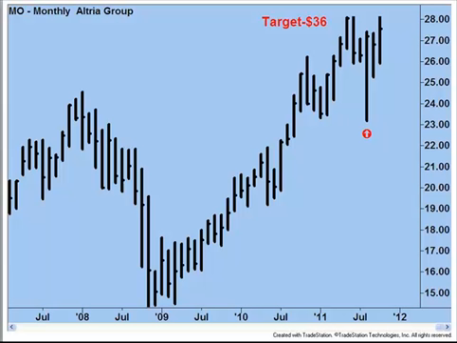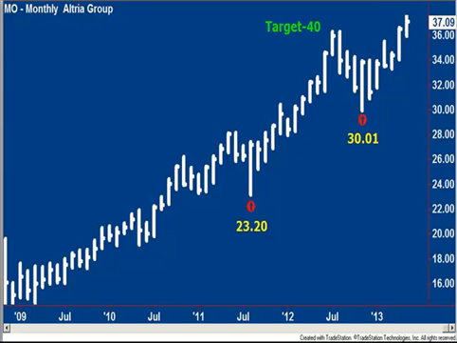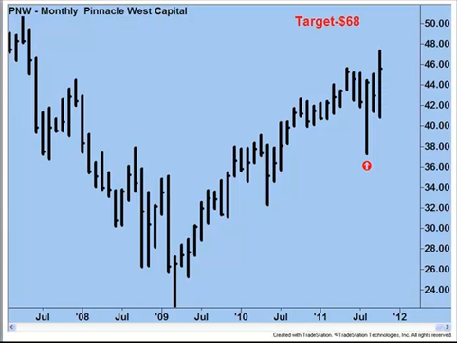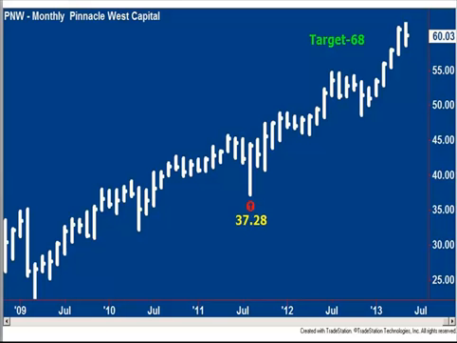Mo was next. Mo closed at 27.19 on October 31st, 2011. Our initial target was 36. Mo squeaked through the initial target, then it pulled back and set up a new buying opportunity with a monthly bullish reversal in November 2012. Pinnacle West was next. The price was just below 46. The target was 68. Pinnacle West wasn't a stellar performer, but it has rallied nicely and there are no signs of a top.